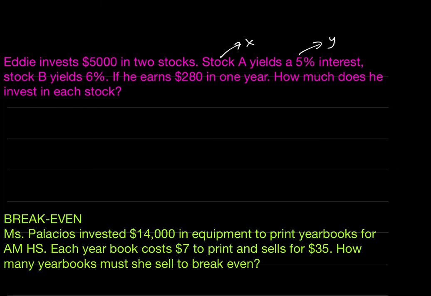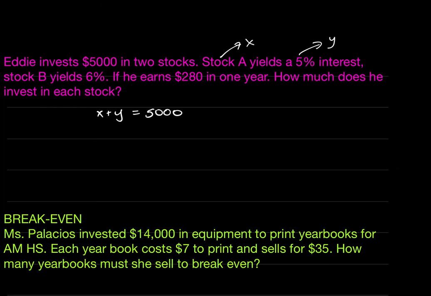That's $5,000. The total investment is $5,000. So X plus Y equals $5,000. How did they know it wasn't 280? Because that's the interest earned. So if you're talking about interest, you have to give it its percent.